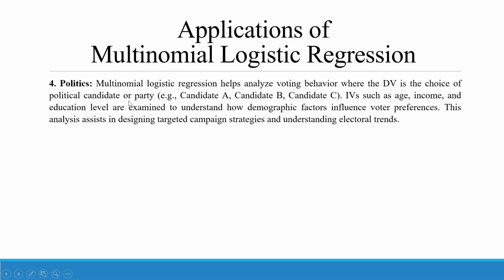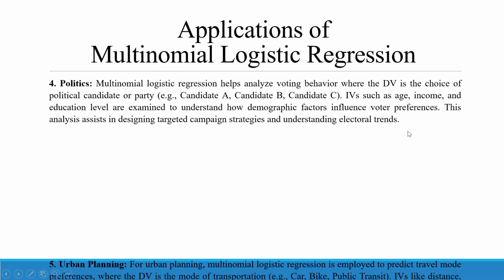Next is politics. Multinomial logistic regression helps to analyze voting behavior, where the dependent variable is the choice of the political candidate or party: candidate A, candidate B, or candidate C. Independent variables such as age, income, and education level are examined to understand how demographic factors influence voter preferences. This analysis assists in designing targeted campaign strategies and understanding electoral trends.